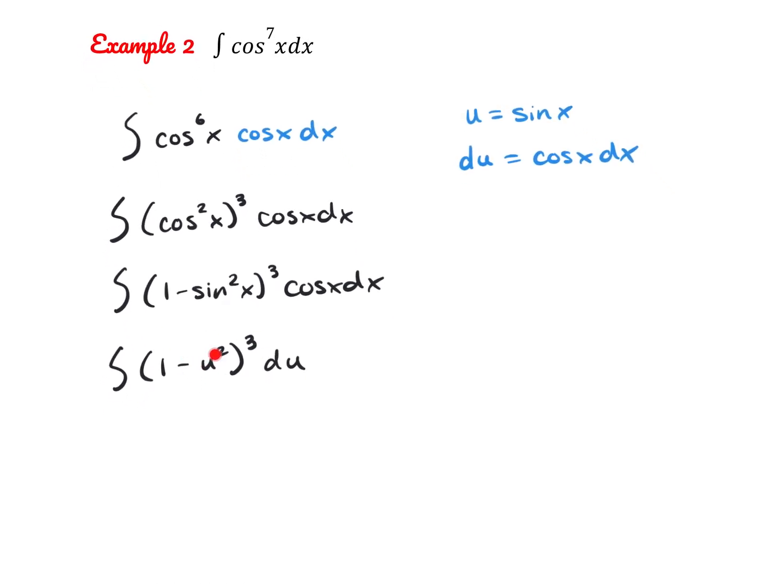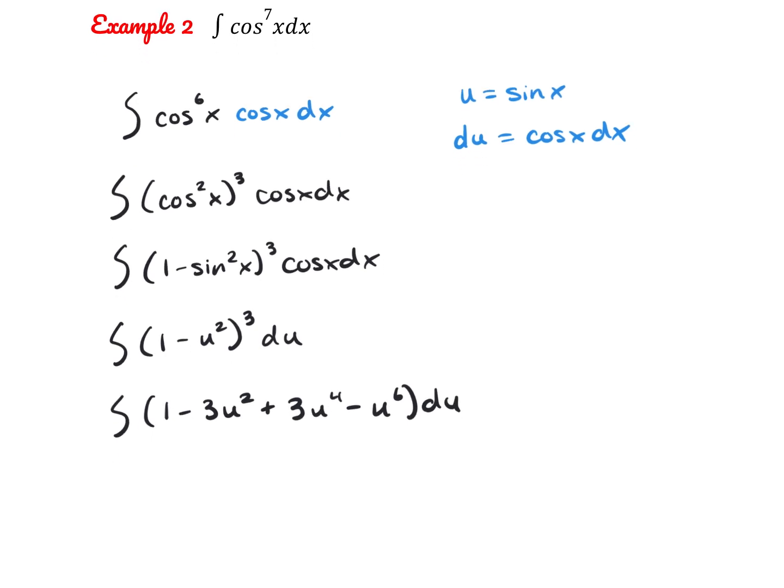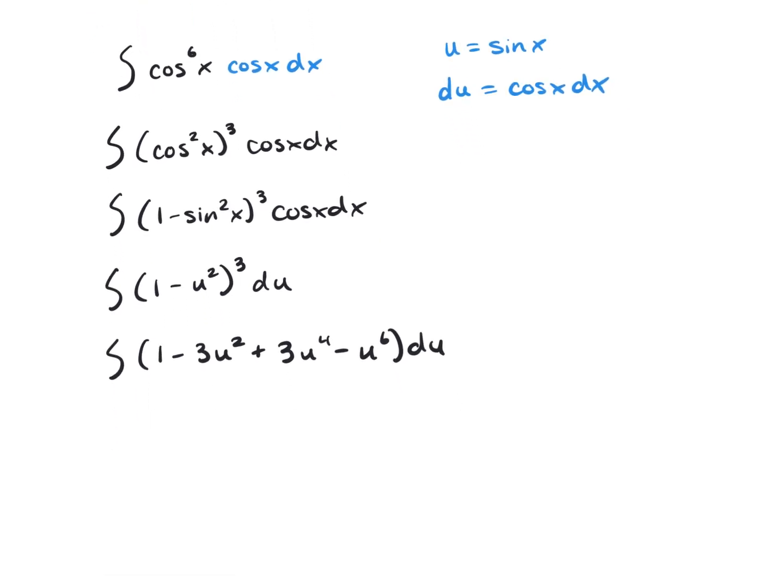So for this, to help us integrate, we are going to want to expand this binomial out. It does help if you remember your binomial expansion, but it becomes 1 minus 3u squared plus 3u to the 4th minus 1u to the 6th, and then all of that is du. And then once you've expanded out that binomial, this is a pretty straightforward one to integrate. This just becomes u minus u cubed plus 3/5 u to the 5th minus 1/7 u to the 7th. And then, of course, we have our constant of integration.